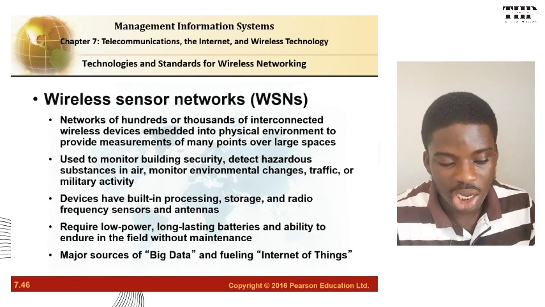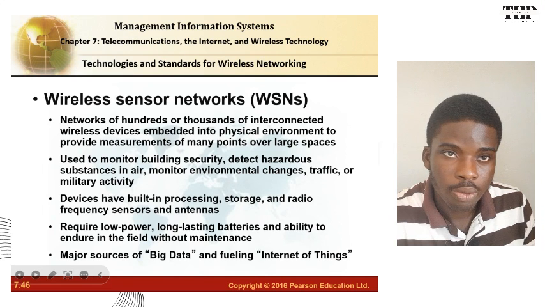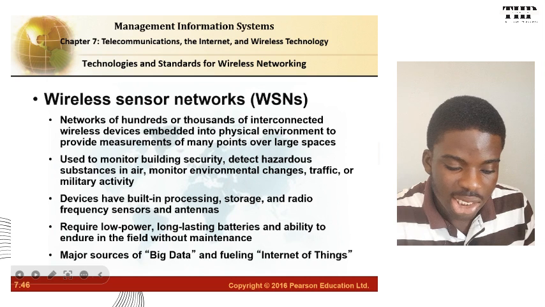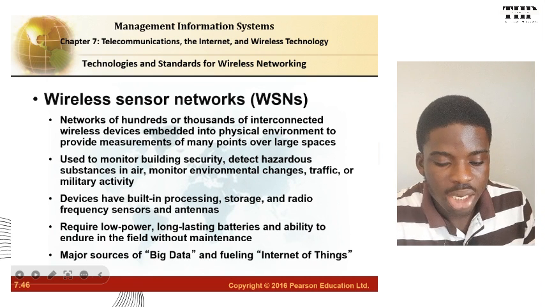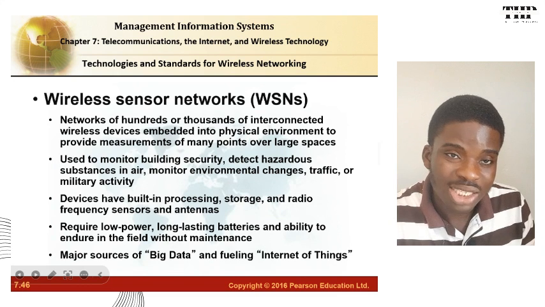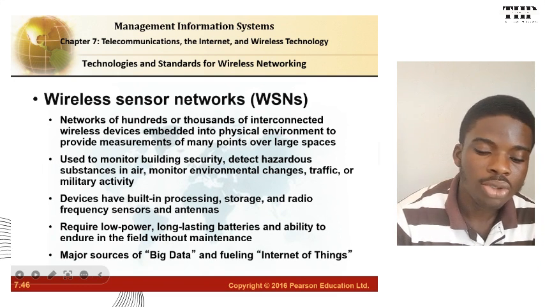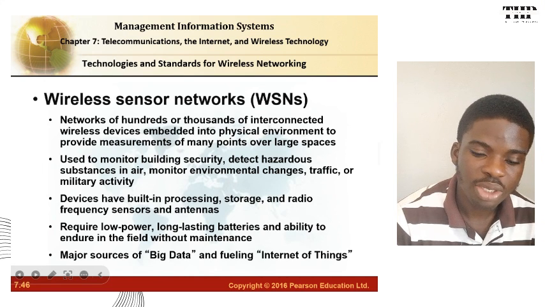So they could measure temperature, for example. They are used to monitor building security, right? They detect hazardous substances in the air. They monitor environmental changes, traffic, or military activity. So that's what they do. Many hundreds, thousands of wireless devices. We embed them in a physical environment, and they simply measure things or spot things, right?